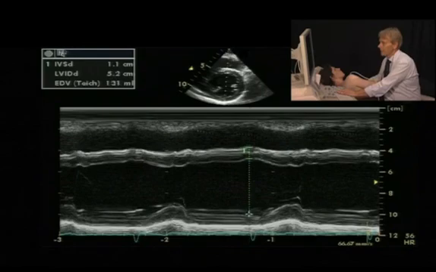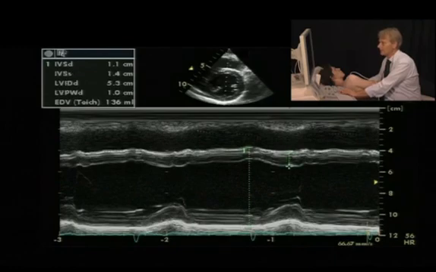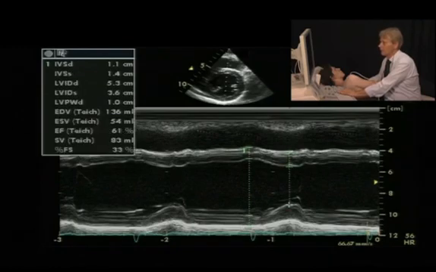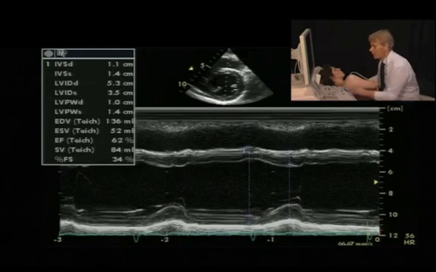Then you would measure the end diastolic diameter, the posterior wall. Now all these measurements are at diastole, and you would then perform the same measurements at systole for the end systolic diameter, for the posterolateral wall, and these are the measurements basically that you would perform.